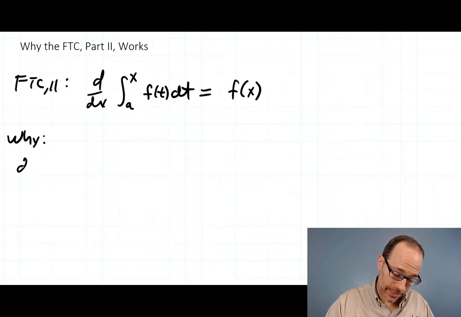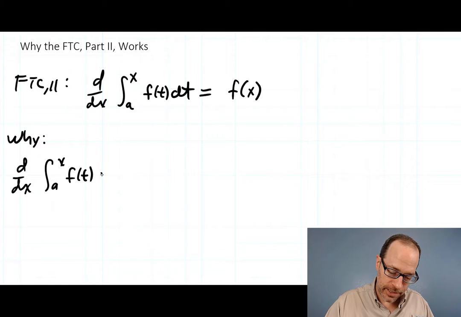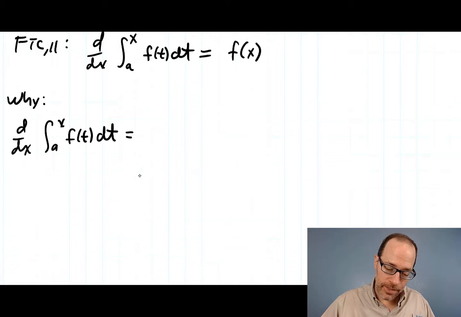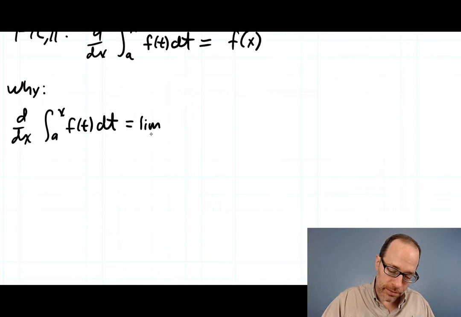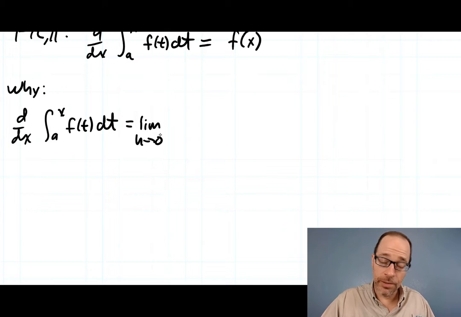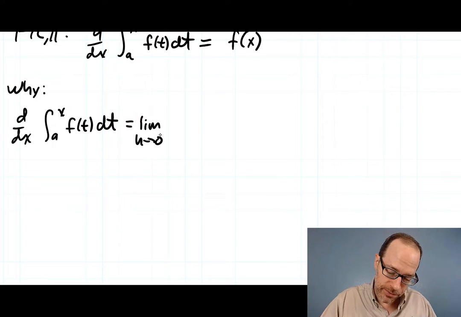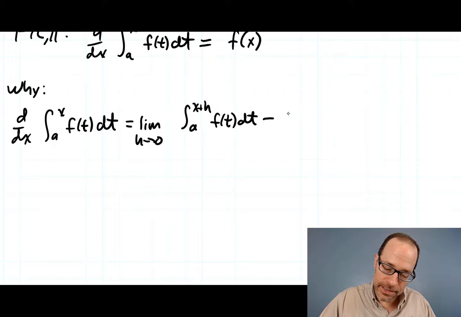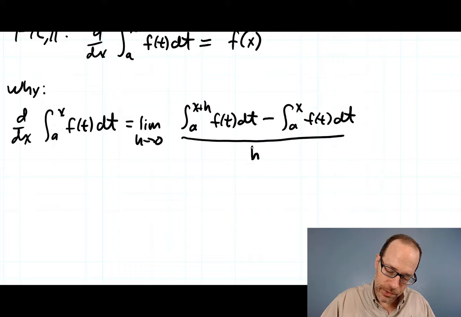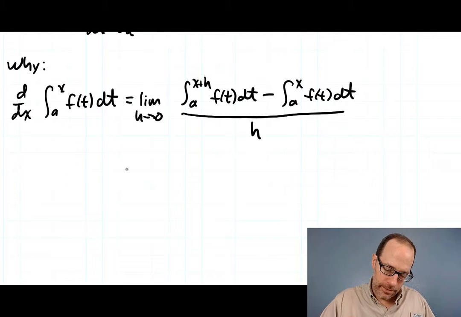Well, you just check. So d by dx of this integral from a to x, f of t dt, by definition is this limit quotient. The limit as h goes to 0, where you plug in x plus h into the function. So that would be the integral from a to x plus h, f of t dt, minus what you get when you plug in x, so a to x, all divided by h. So it looks pretty hairy. But there's a lot of cancellation going on there.